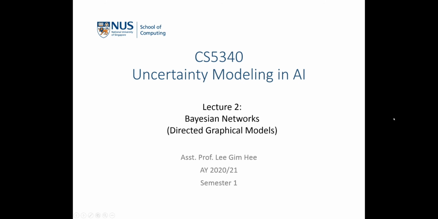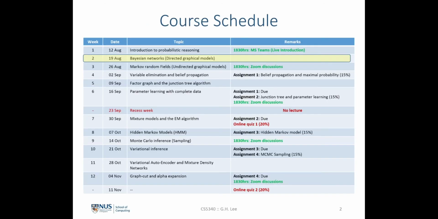Hello everyone, welcome to lecture 2 of Uncertainty Modeling in AI. And today we are going to look at Bayesian networks, otherwise known as directed graphical models.